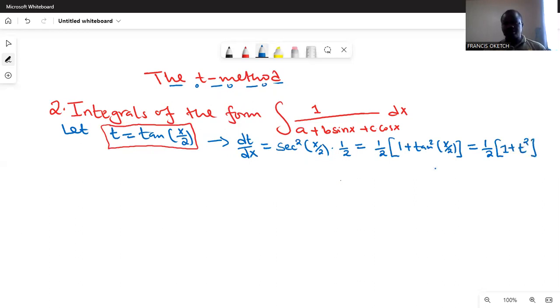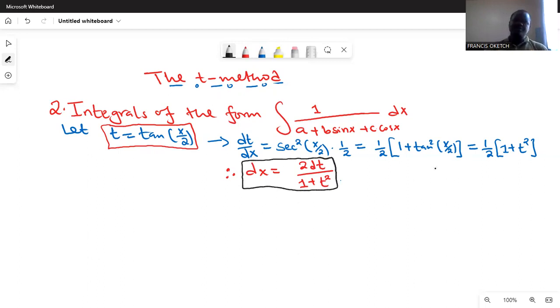So I want to make dx the subject. Therefore, in this case, our dx will be equal to 2 dt over 1 plus t squared, if you cross multiply and make dx the subject. So that is another substitution, because I told you once you make a substitution, you must also know the corresponding differential. So we are going to substitute this one that I've ticked and also this other one, those two.